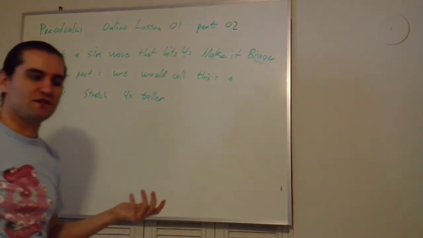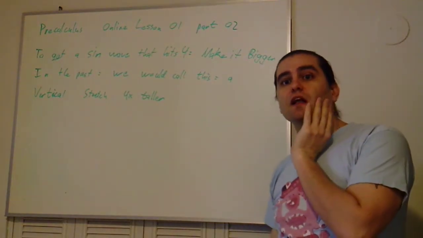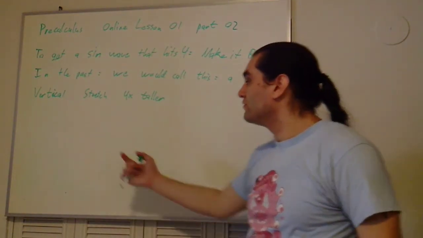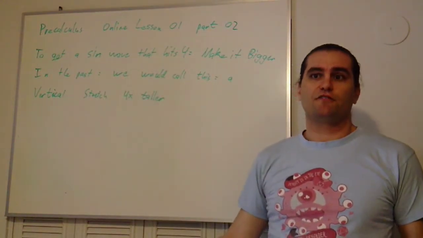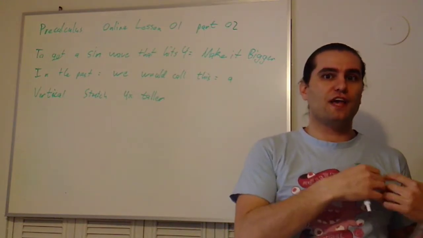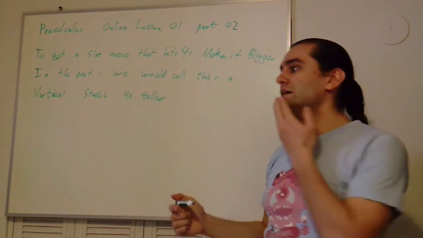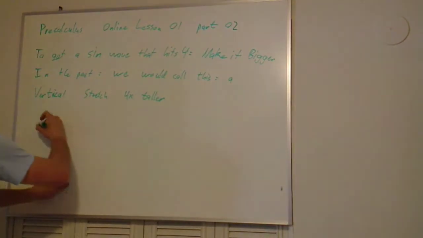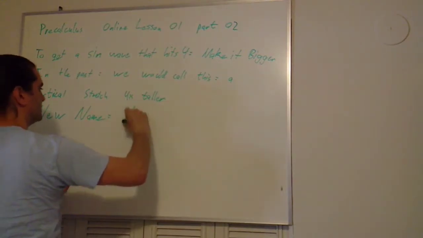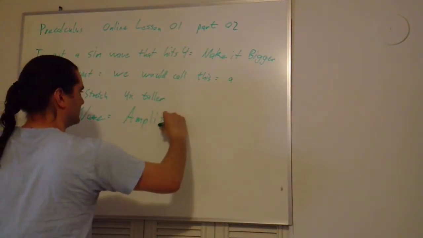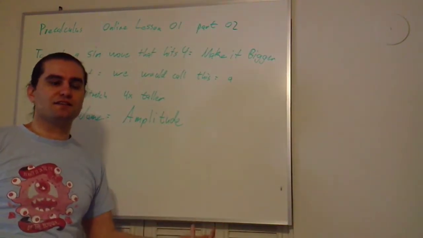Unfortunately, mathematicians, being a pedantic and feckless lot, have decided that the word for doing a vertical stretch to a sine wave is going to be different from the word for doing a vertical stretch to literally any other function. So instead of calling it a vertical stretch, we're going to call it the amplitude. But it works functionally exactly the same as a vertical stretch.